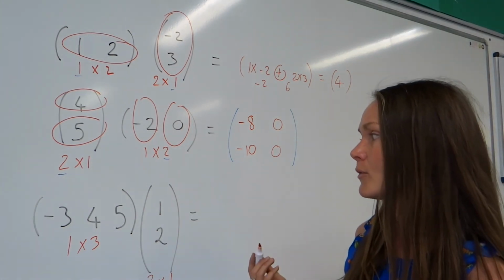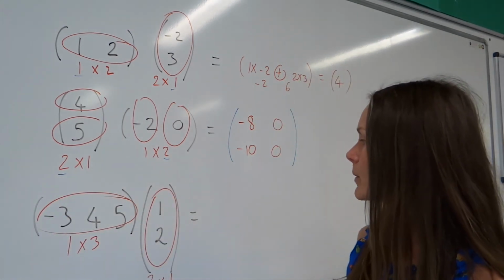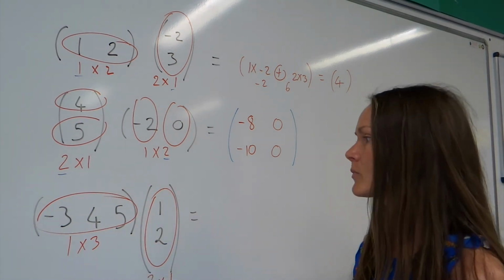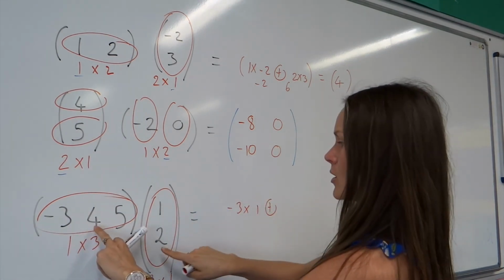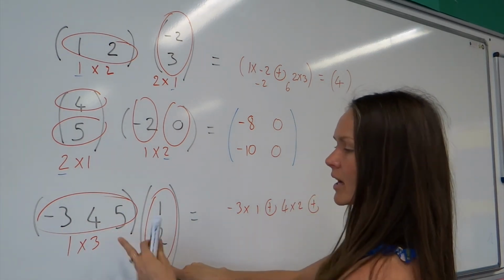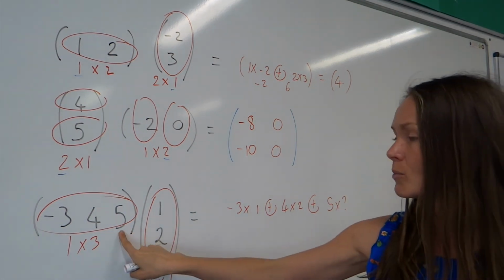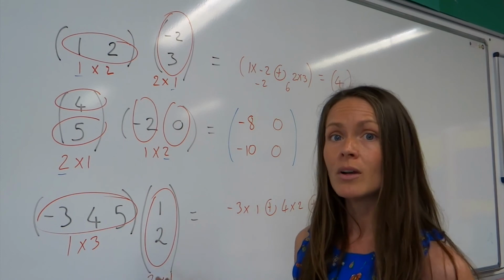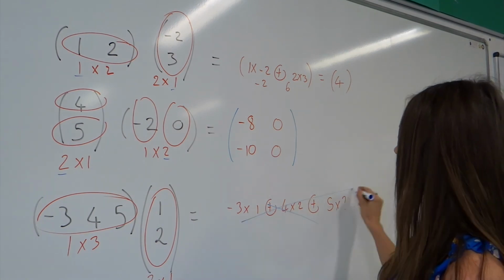All right, now let's look at the last one. So I'm going to have a go at multiplying. I'm going to draw a row around this one and a column around this one. So I'm thinking it's going to be a 1 by 1 matrix. Let's see. So minus 3 times 1 plus 4 times 2 plus 5 times, and I've run out of numbers. So there is no number to multiply the 5 with. So we say these matrices here, they're not compatible. It's not possible to multiply these two together. So I can't do this one. I'm just going to leave that one.